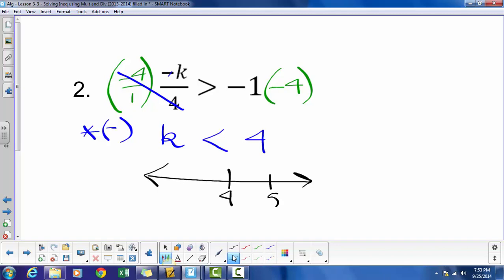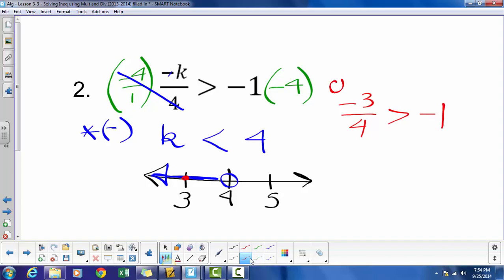Closed circle or open? Yeah, it's an open circle. I'm going to shade to the left. And then again, I'm going to go ahead and check that. I'm going to pick a point in my solution set. I'm going to pick the point 3, and I'm going to substitute it in. Negative 3 over 4 is greater than negative 1. Well, yes, that's true. Negative 3/4 is greater than negative 1.